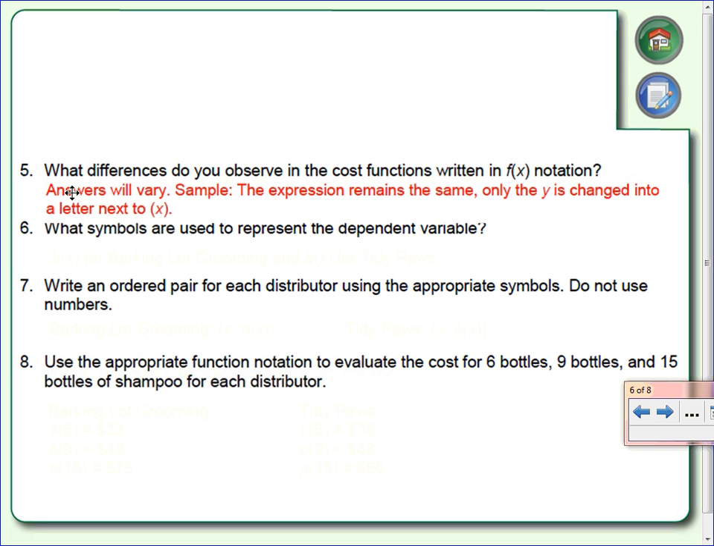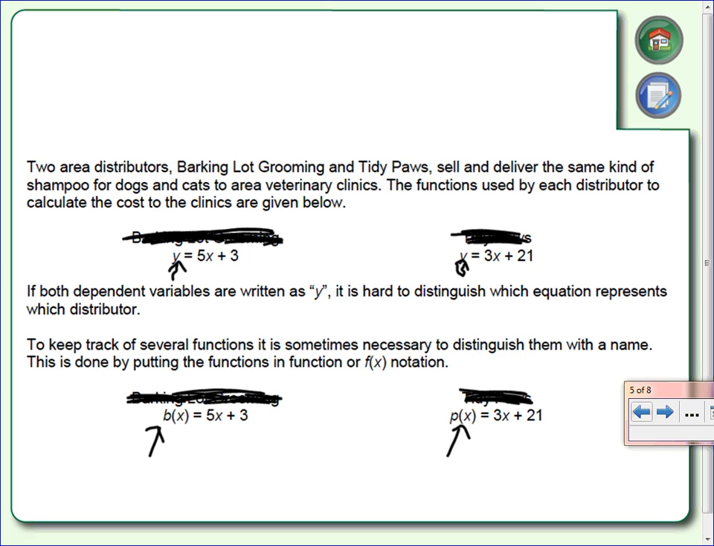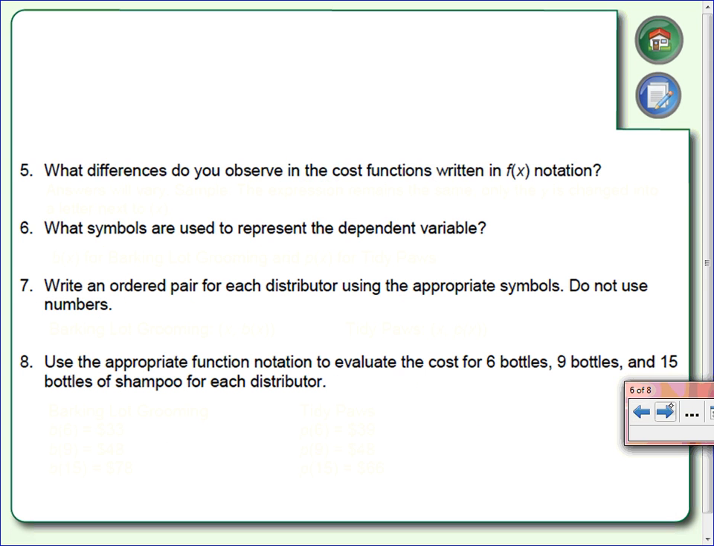All right, so again, the only difference is the fact that we changed the y into a letter next to x in parentheses. The expression itself remains the same. So let me go back over here so you see. What stayed the same was this here, 5x plus 3. This over here stayed the same, 3x plus 21. The only thing that changed was we went from a y to a letter with x in parentheses. This one went from a y to a p with x in parentheses. That's the only difference between these two things. Everything else is the same. All right, let's keep going here.